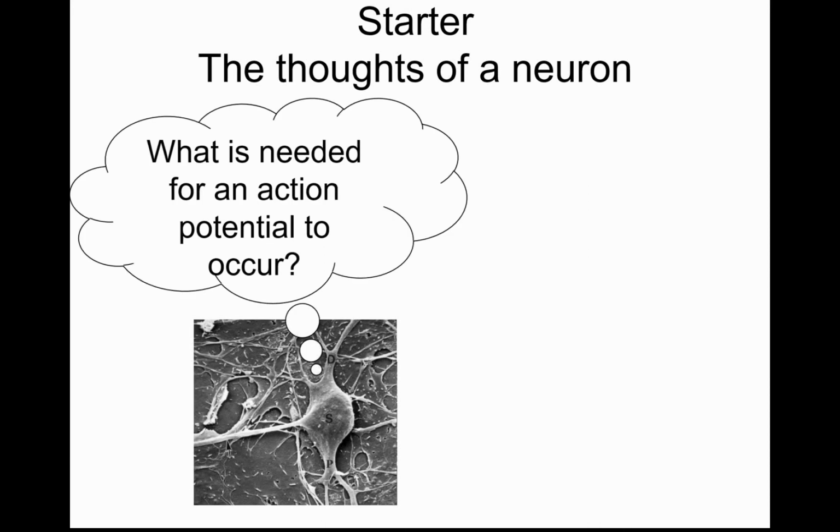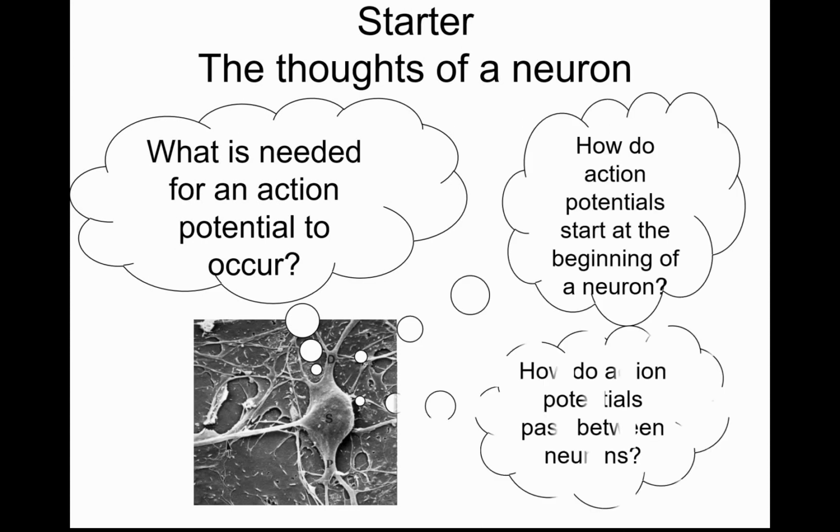Hi, Year 12. So today I just want you to think about a couple of things to start us off before we start our lesson on synapses today. So what do we need for an action potential to occur? How do action potentials start at the beginning of a neuron, and how do they pass between neurons? So just have a think for a minute, pause the video and then come back.